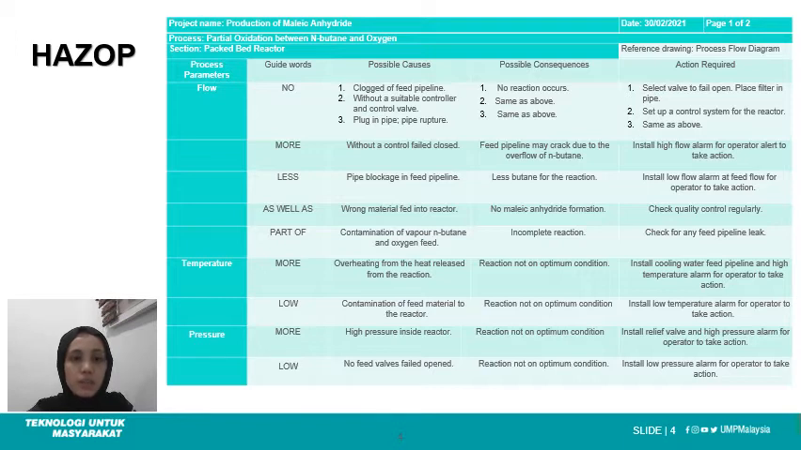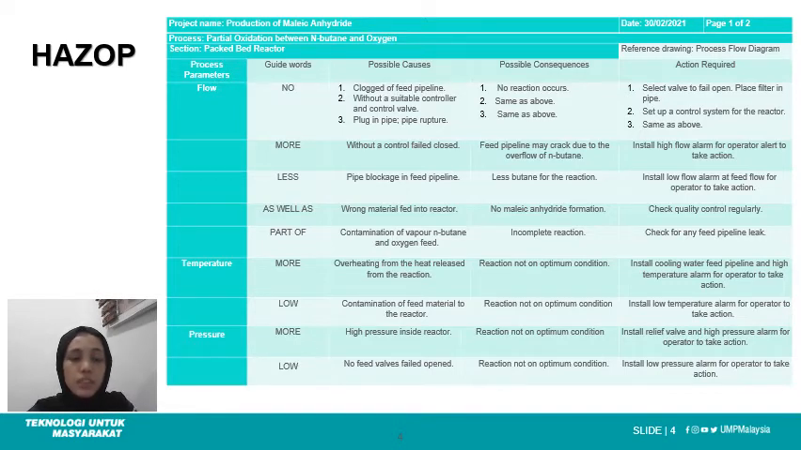So there are several guide words to explain about the process parameter. Okay, first is for flow. If the flow is less than the required, pipe blockage will happen in the feed pipeline. So the possible consequence is less butane will be supplied for the reactions. The action required to avoid this problem is to install a low flow alarm at the feed flow for the operator to take action.